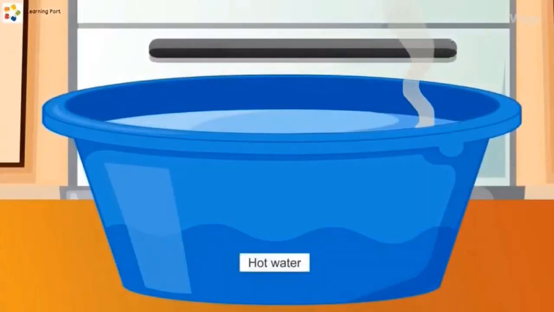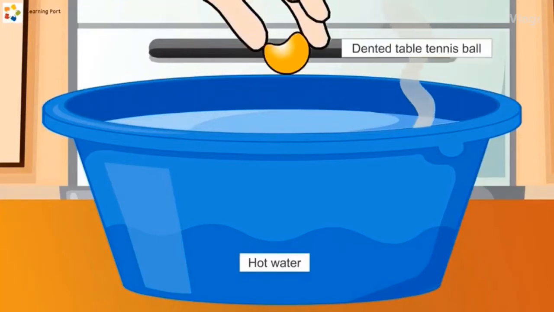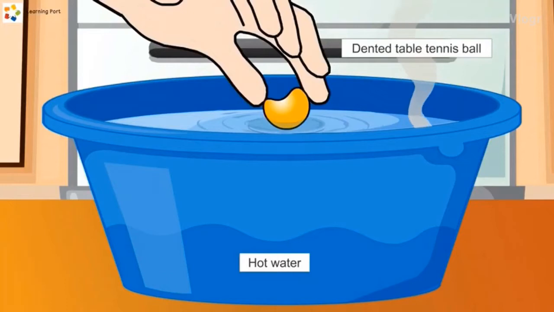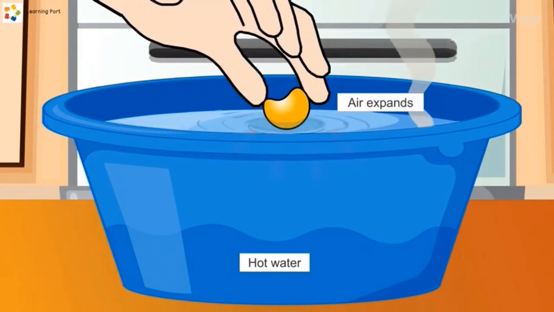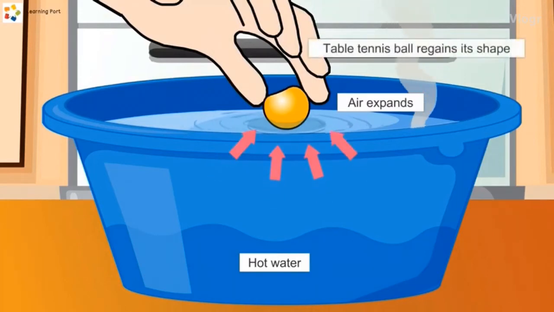Gases behave in the same way as solids and liquids when they are heated and cooled. The dented table tennis ball can be returned to its original shape when it is immersed in hot water. The air inside the ball absorbs heat from the hot water and expands. When the air expands, it pushes the inner wall of the ball outwards. The ball then returns to its original spherical shape.